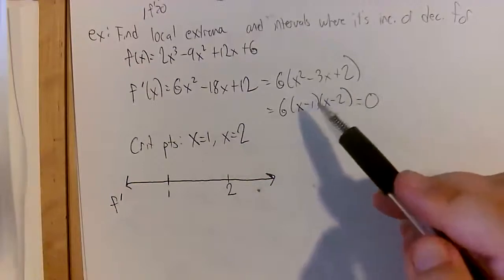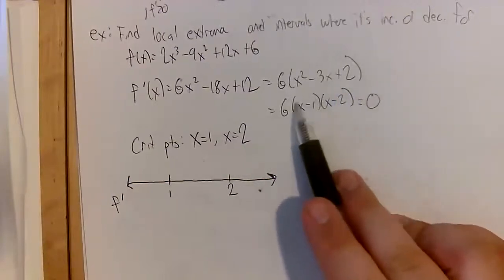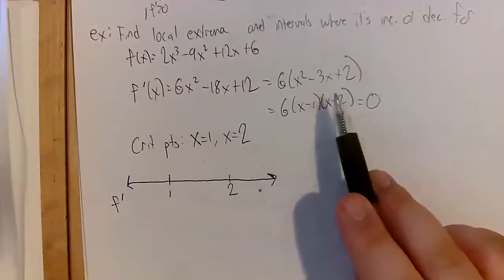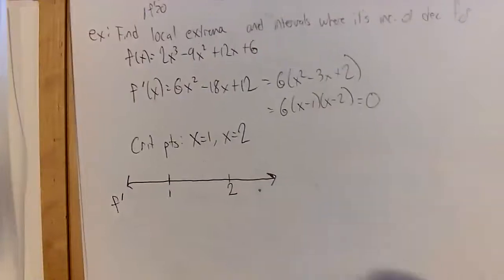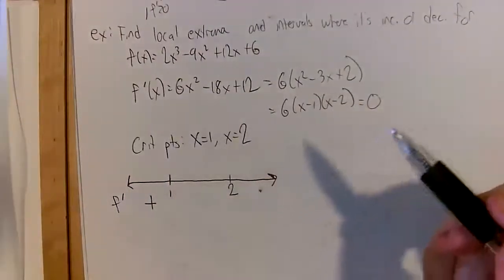All right, let's plug in a number that's before 1 into our derivative and see what sign it is. We only care about the sign, not the specific value. So if I plug 0 in here, I get a negative. If I plug 0 in here, I get a negative. So negative times negative is positive, and then we have a positive. So f prime is going to be positive before 1.